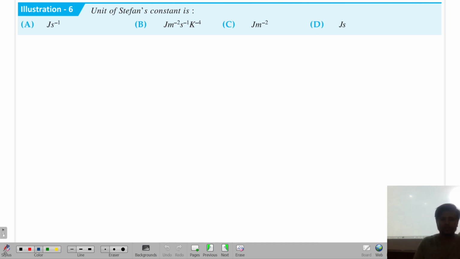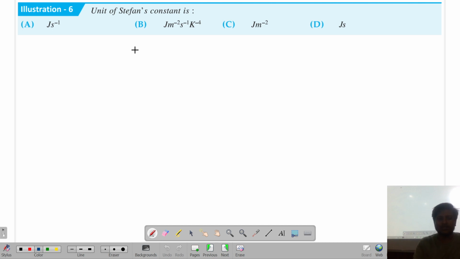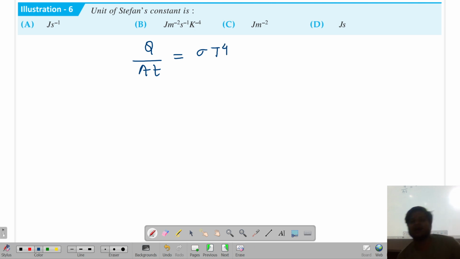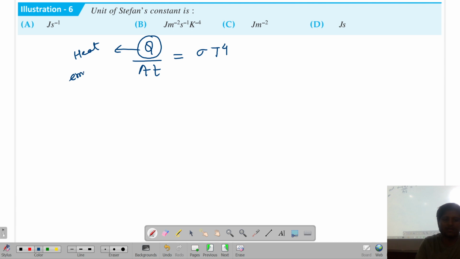Okay. So now what is going to happen? The formula of it is Q by AT is equal to sigma T to the power of 4. Q is called the heat released from the body. Got it or not? Q is what? Heat emitted from the body.